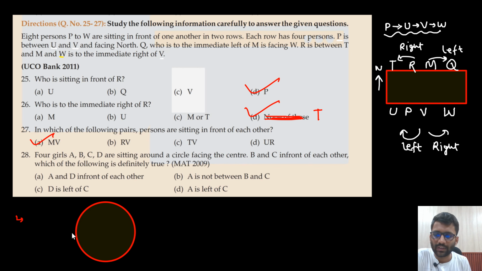B and C are in front of each other. Which of them must be true? Definitely true. B and C are in front of each other.